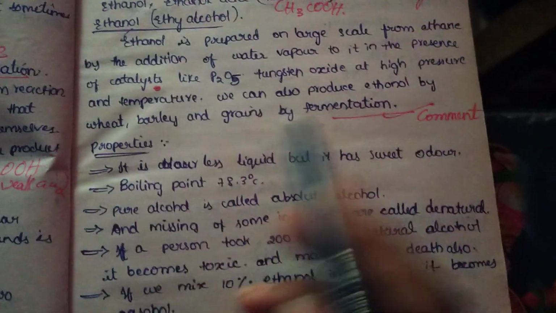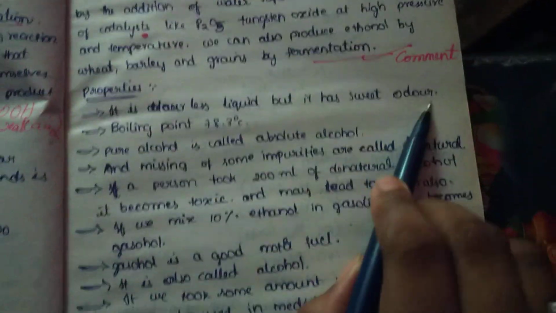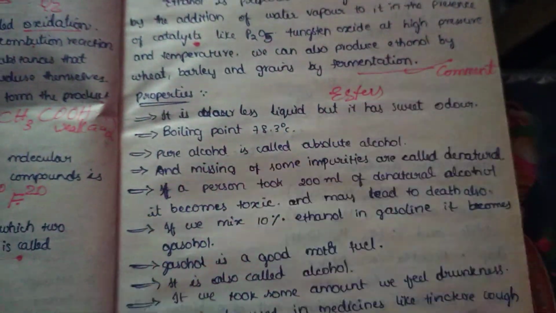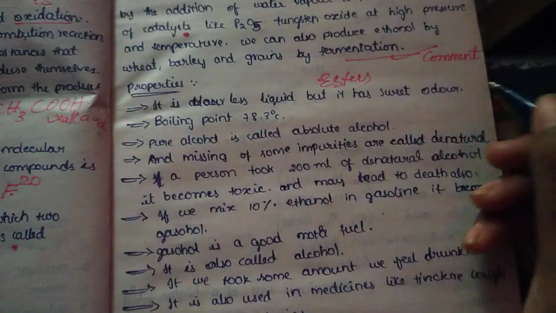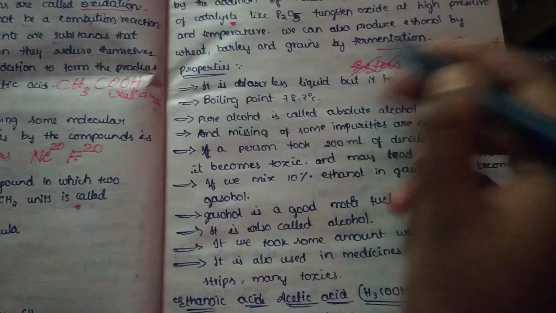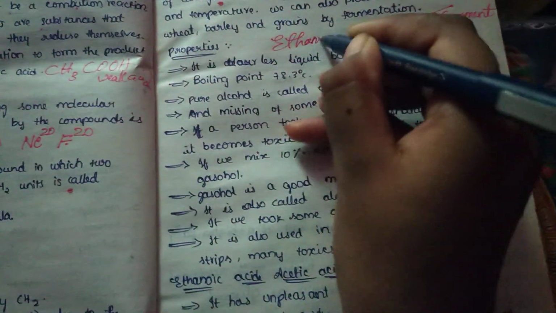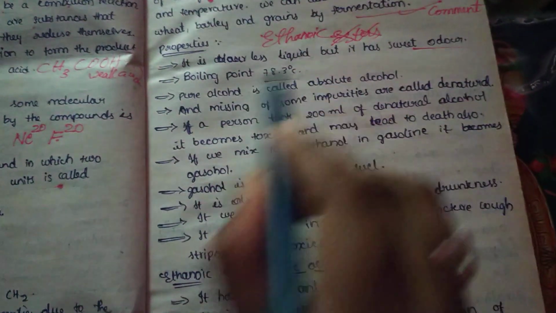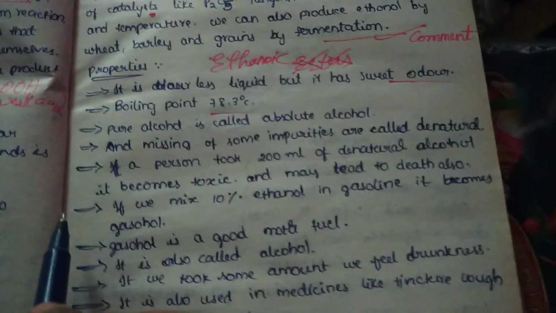Okay. Properties. It is a colorless liquid but it has a sweet odor. It means esters. It is a colorless liquid and it will give a sweet odor. Boiling point? Oh sorry guys, ethanoic acid properties. So it's colorless with a sweet odor. Boiling point 78.3 degrees Celsius.